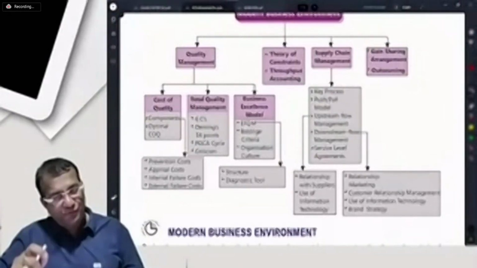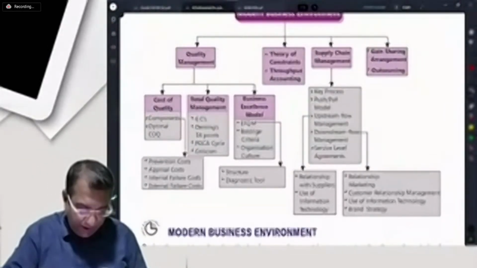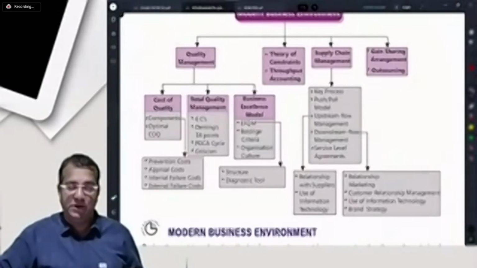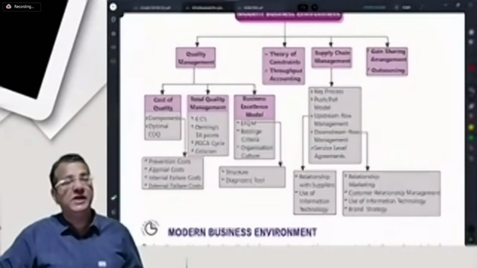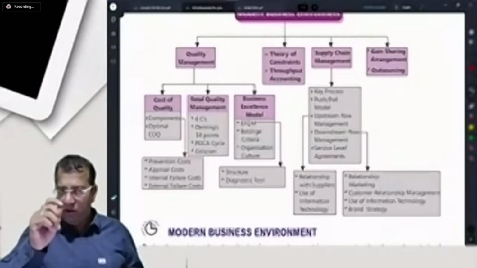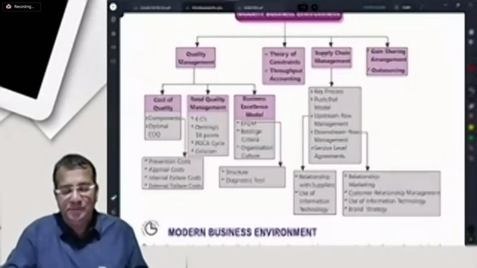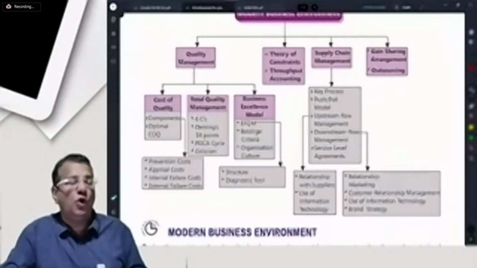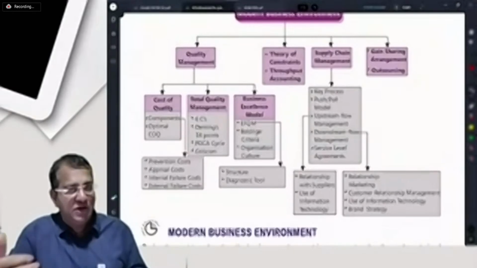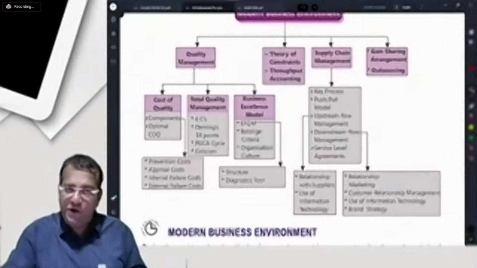The next practical topic is the theory of constraints, abbreviated as TOC. Have you heard the word key factor, or limiting factor? Can you please tell me, beta, what do you mean by key factor or limiting factor according to you?